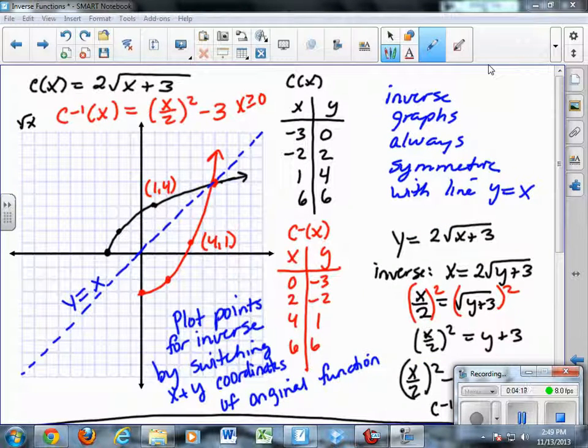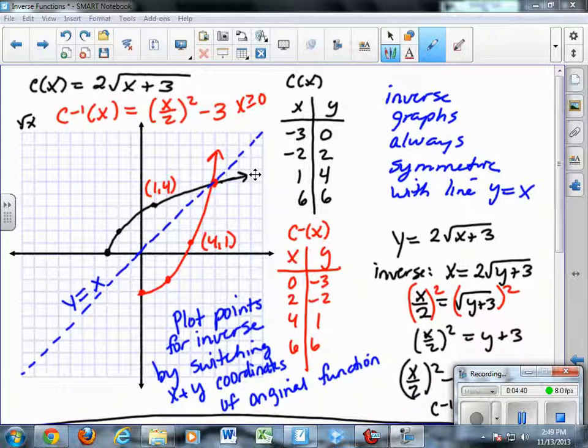Now let's look at some other characteristics of inverse functions. On this graph, I have graphed 2 times the square root of x plus 3, and I did that by plotting some points. I put in -3, which would be the smallest value for x I could put in, and some other values that would make this a perfect square: -2, 1, and 6. I found the y values, and that gave me this graph right here.